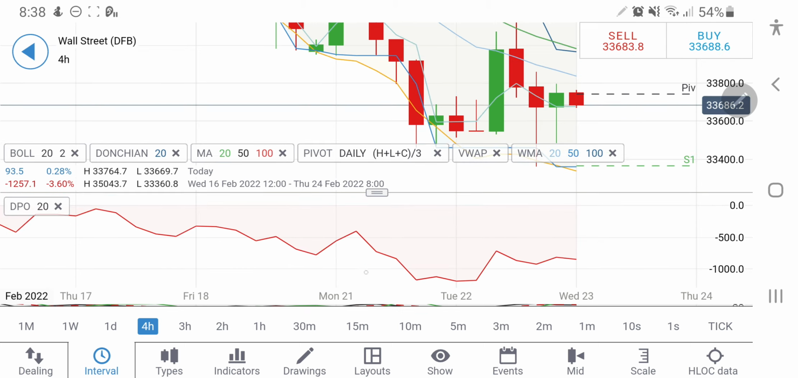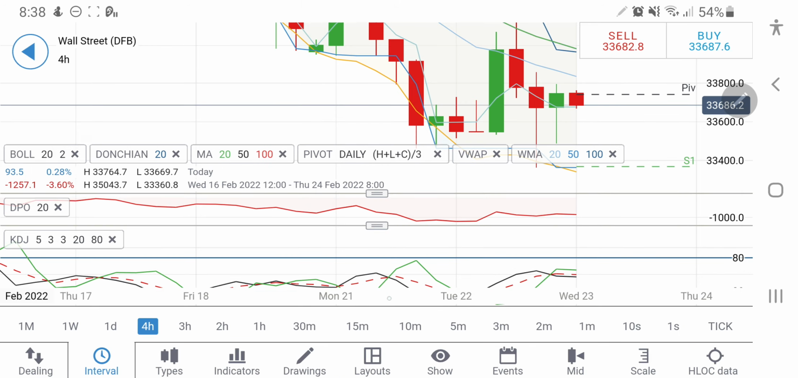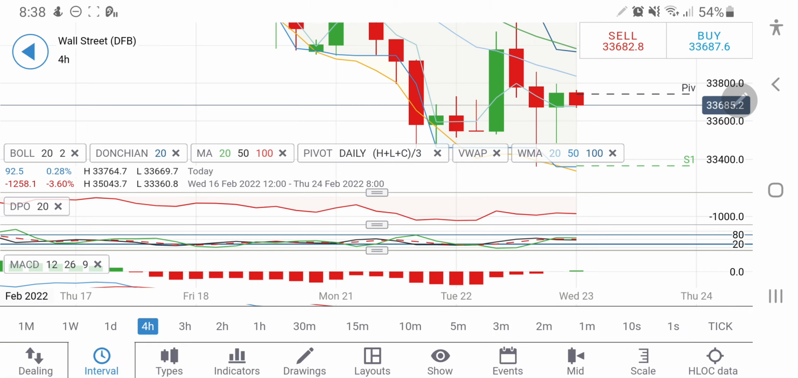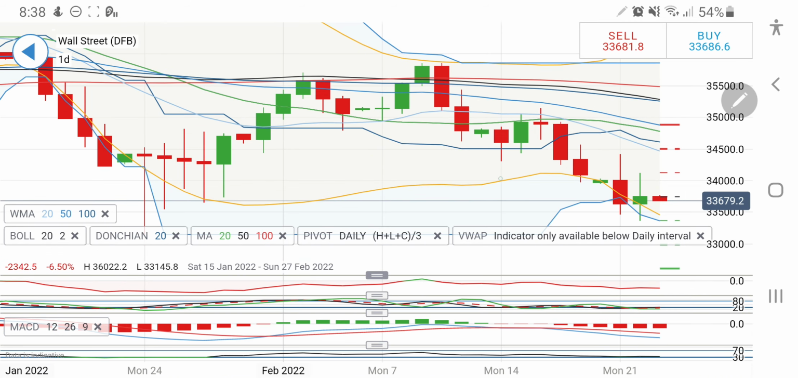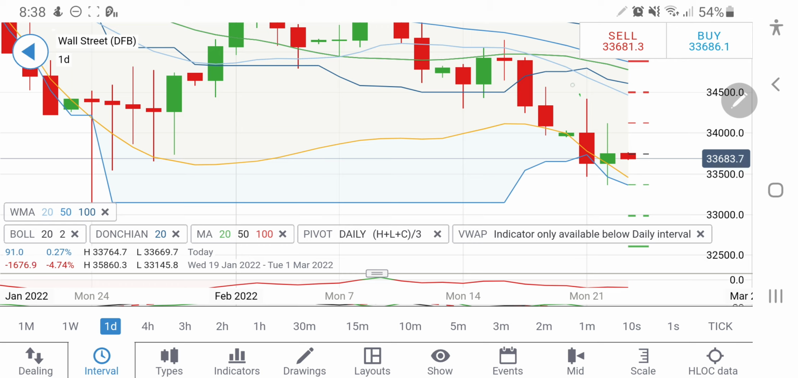Now look at the stochastic. Stochastic is again at a comfortable level on the 4-hour chart, neither bullish nor bearish, but there is a crossover on the buy side on the MACD lines. And if you see the daily charts, previously it has formed, you can see it is consistently giving lower highs and consistently giving lower lows. It is trying to trade in this channel.